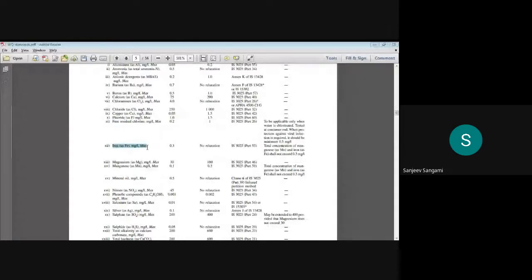Of course, iron plays a very important role in our body, because it is directly connected with the hemoglobin, HB. So normally our human body, if it is in the range of 8 to 10.